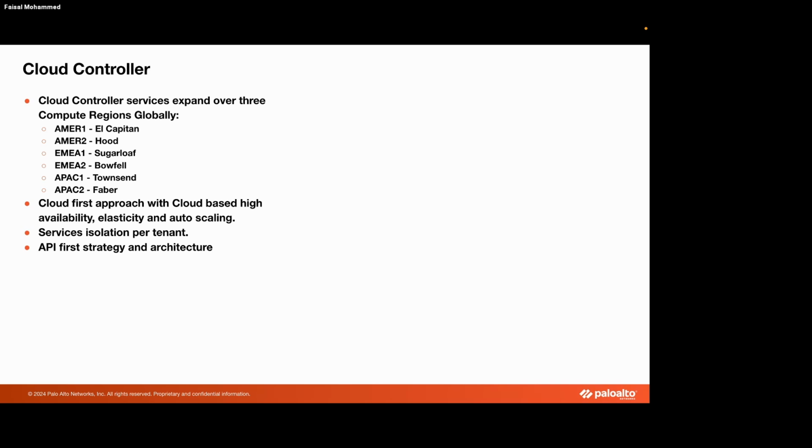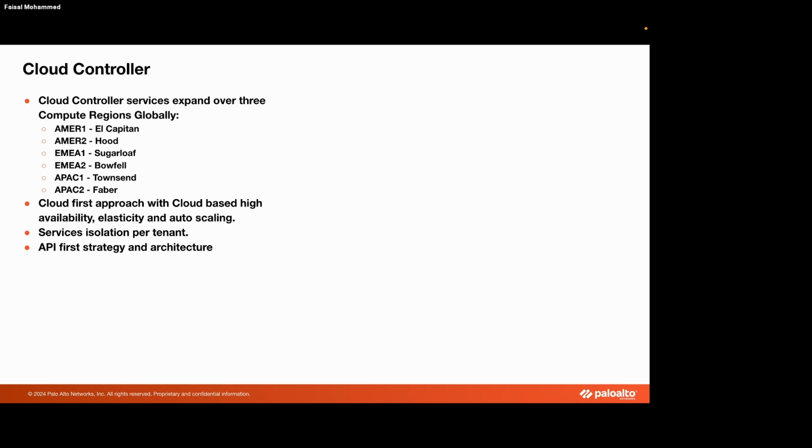Based on the time of onboarding of a Prisma SD-WAN tenant, you get attached to the nearest region of the controller, and it is the source of truth for Prisma SD-WAN. All the config stays on the controller. We have a cloud-based controller which is managed by Palo Alto Networks, and all the devices connect to it and synchronize, for the branch as well as for the DC ION.